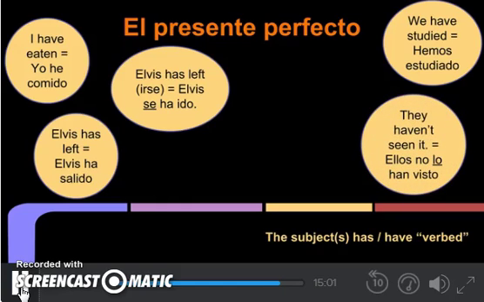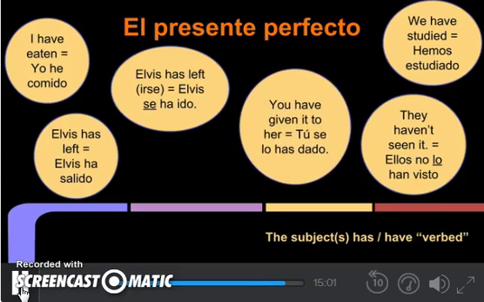Here's another example with something that's negative as well as having a direct object pronoun, it. So they haven't seen it. Ellos no lo han visto. All right? So they, then the negative, then the direct object pronoun, then han visto is the present perfect of ver. And here's an example of one that has a double object pronoun. So you have given it to her. So tú se lo has dado. So tú is your subject. The se lo is the it to her. And then has dado is the tú form in the present perfect of dar.